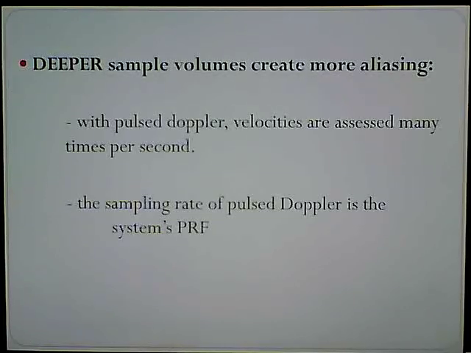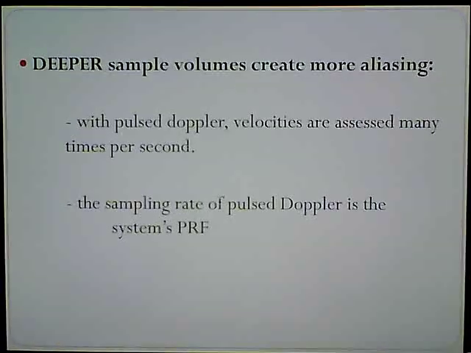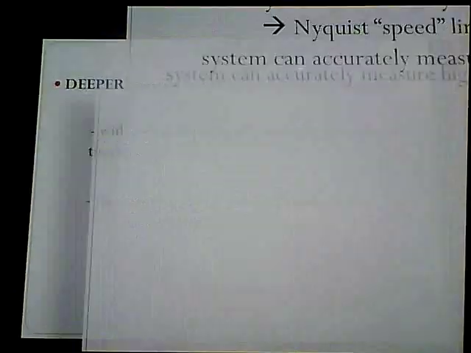Deeper sample volumes create more aliasing. With pulse Doppler, velocities are assessed many times per second. The sampling rate of pulse Doppler is the system's PRF. It's a rate, it's a frequency. That's what the PRF is in Doppler. It's how many times we listen per second. Did I say that right? Yeah. Velocity, how many times we assess velocities per second.